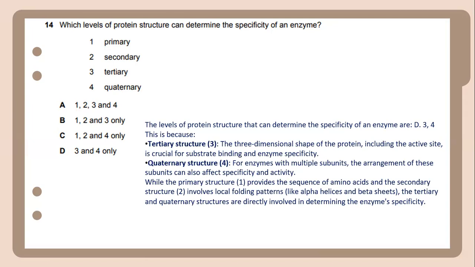In quaternary structures, for enzymes with multiple subunits, the arrangement of the subunits can also affect specificity and activity, while the primary structure provides the sequence of amino acids, and the secondary structure involves local folding patterns like alpha helices and beta sheets. The tertiary and quaternary structures are directly involved in determining enzyme specificity.